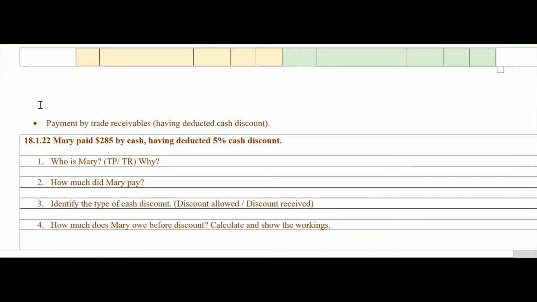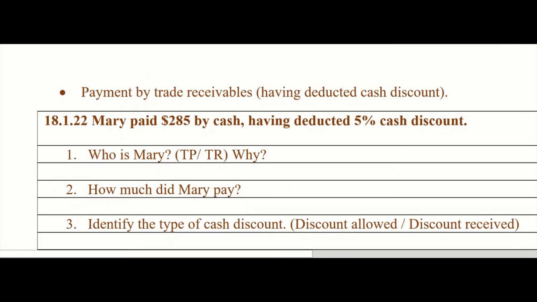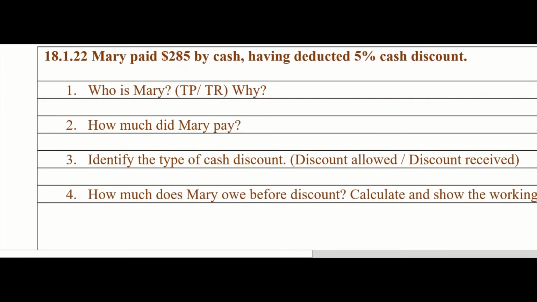Now let's move to the next category, which is payment by trade receivables. You're receiving payments from your credit customers. Let's look at the first transaction, 18th. Mary paid $285 by cash, having deducted 5% cash discount. So remember, this $285 is 95%.